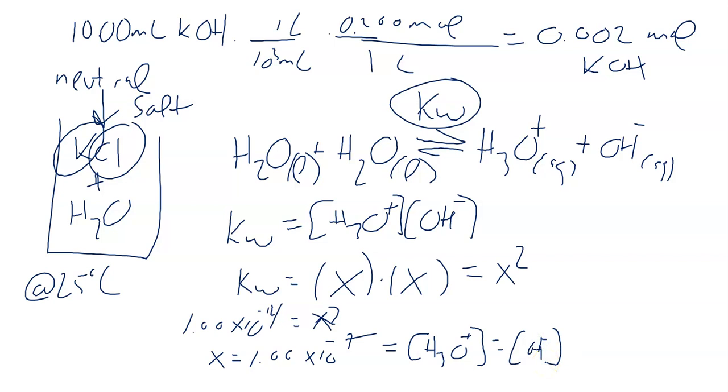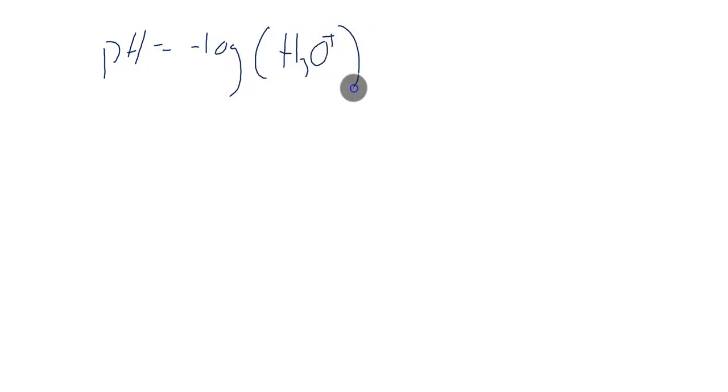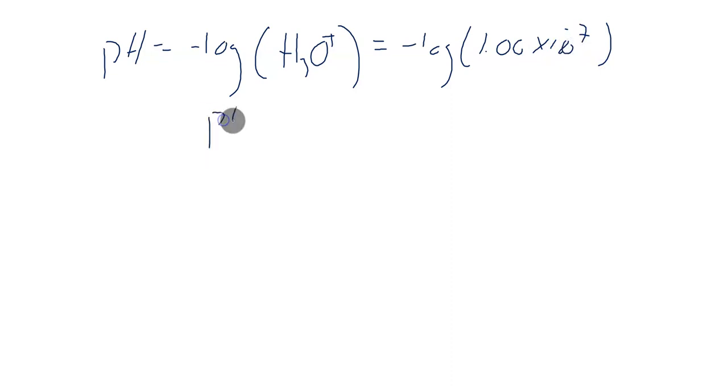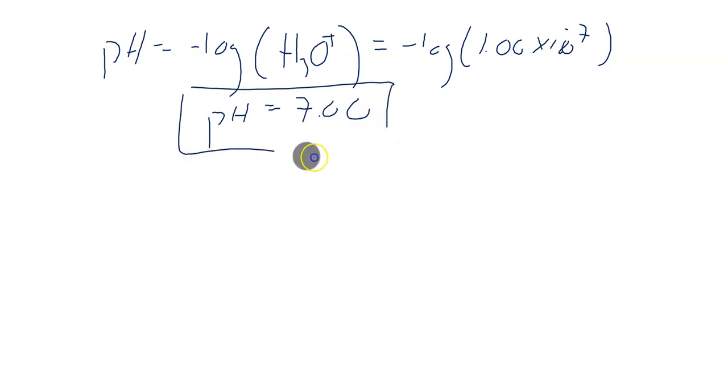But we want the pH. So we'll go to the next slide. pH is equal to the negative log of the H3O plus concentration, which is the negative log of 1.00 times 10 to the negative 7. And that gives you pH equal to 7. This is why 7 is neutral, because it's the pH of water when it's by itself, reacting with itself. There's always a little bit of hydronium and always a little bit of hydroxide present in any aqueous solution.